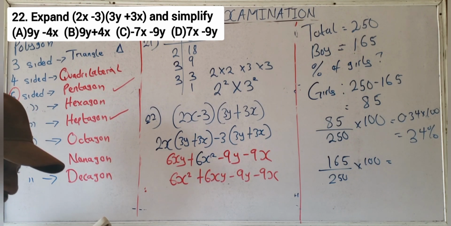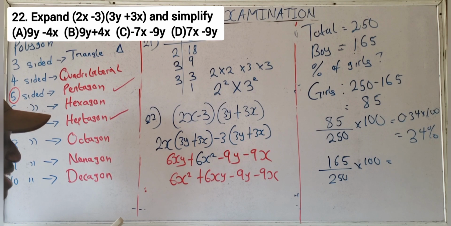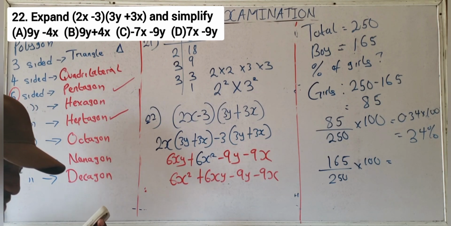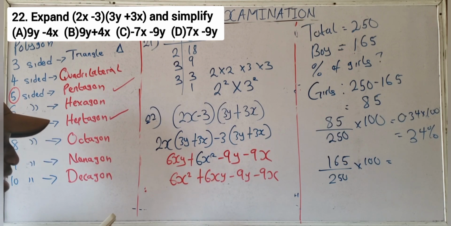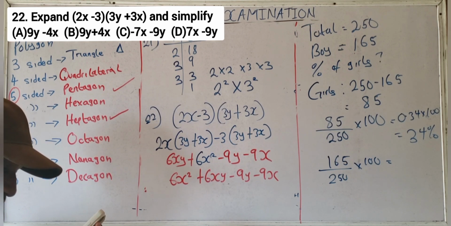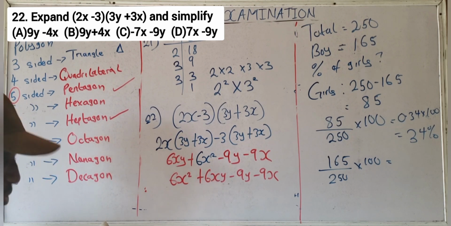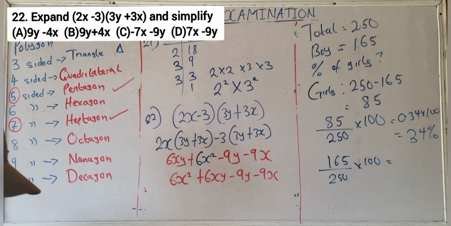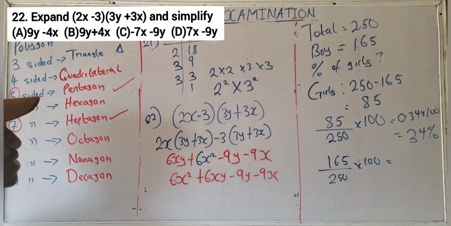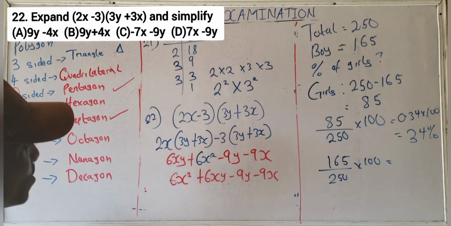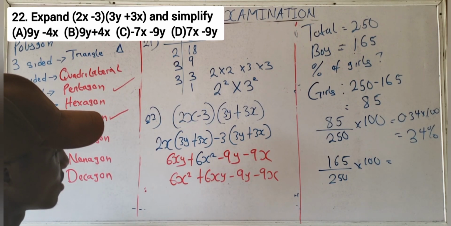2x minus 3 and 3y plus 3x. That one will be a bonus since there is no correct option. The first option says 9y minus 4x. The second option says 9y plus 4x. The third option we have negative 7x, negative 9y. Then the fourth we have 7x minus 9y. There is no correct option, so it's a bonus, okay?